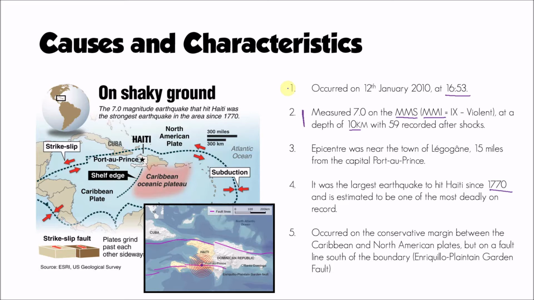We tend not to get 8s and 9s occurring on this sort of boundary because the mechanisms don't cause enough of that pressure to build up. And also the fact that the earthquake is shallow. Conservative plate margins tend to produce quite shallow earthquakes.